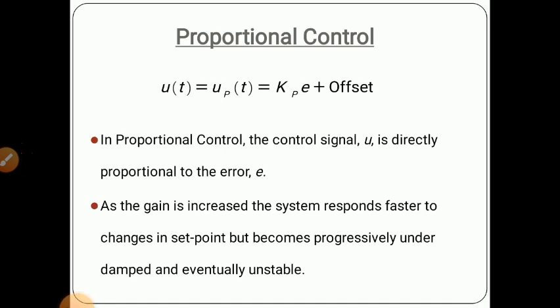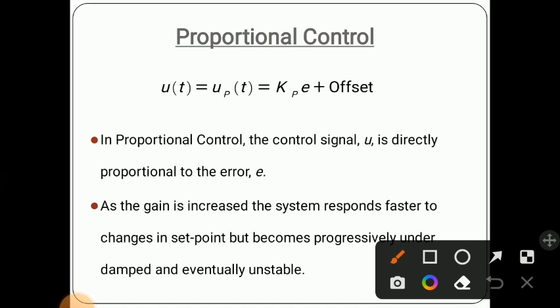So what is written here? As the gain is increased, the system responds faster to changes in set point, but becomes progressively underdamped and eventually unstable. Here this kp is called the gain of the controller, or it is called the constant of proportionality. So kp is called the constant here.